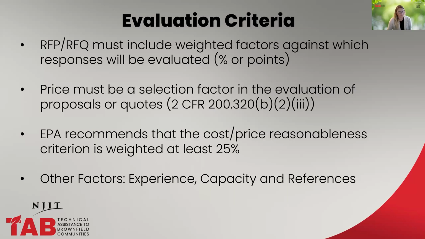Pricing, which is always a factor. You want to make sure that that's represented in there. And generally, the EPA recommends at least a 25% weighted average for that. Other factors that you want to include could be experience, capacity, and your references as well. And what the percentage is for each may depend on the scope of work that you are advertising for.